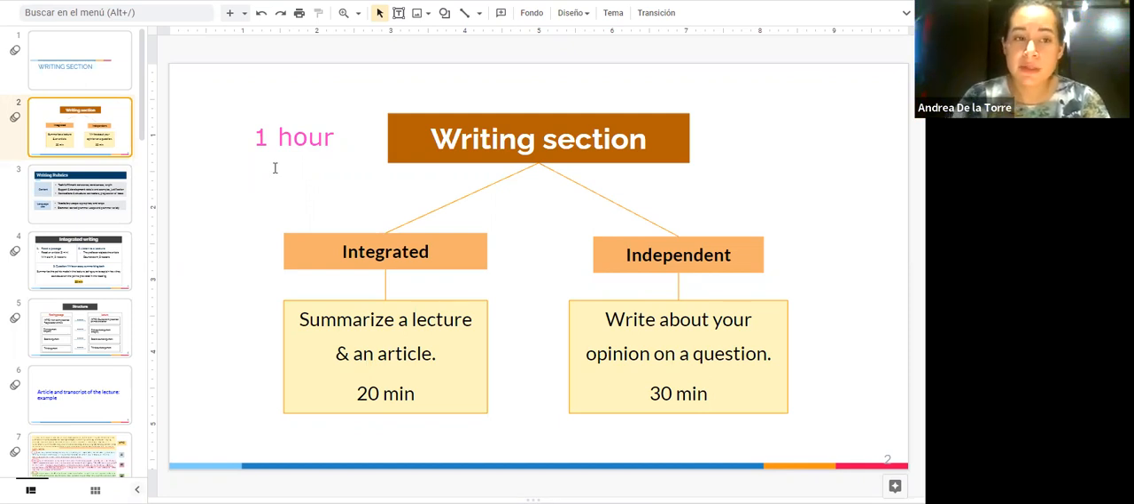Do you guys remember what this meant? Integrated and independent? What did that mean? What was integrated and what was independent? Can anyone tell me?